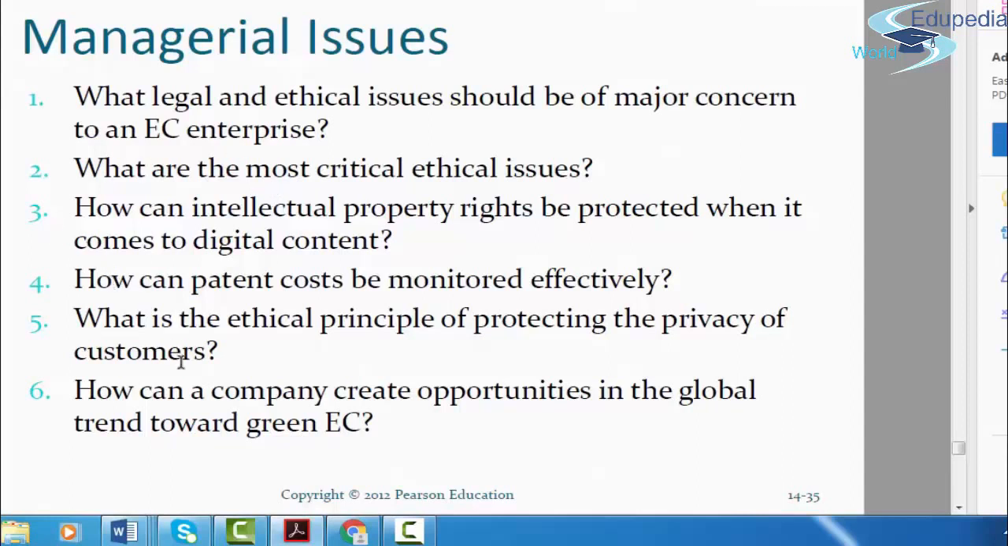How can patent costs be monitored effectively? What is the ethical principle of protecting the privacy of customers? And how can a company create opportunities in the global trend towards green electronic commerce?